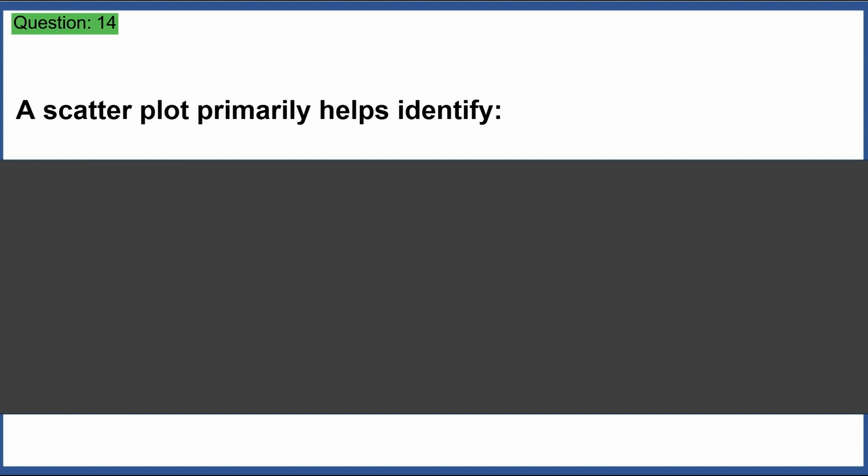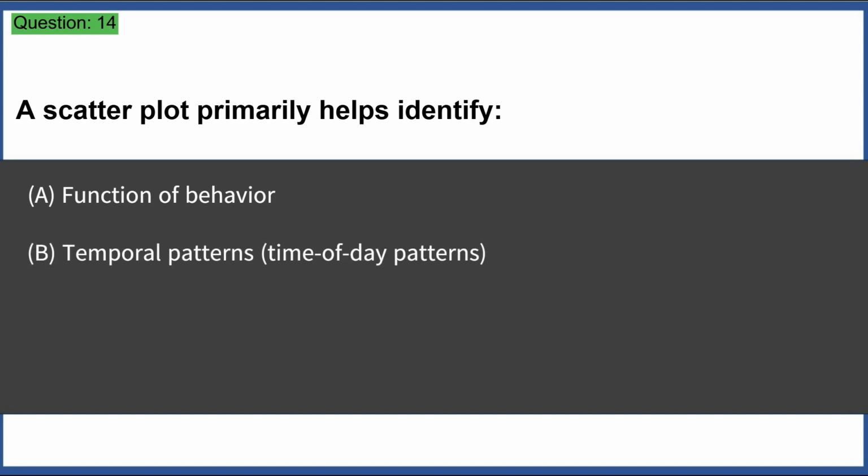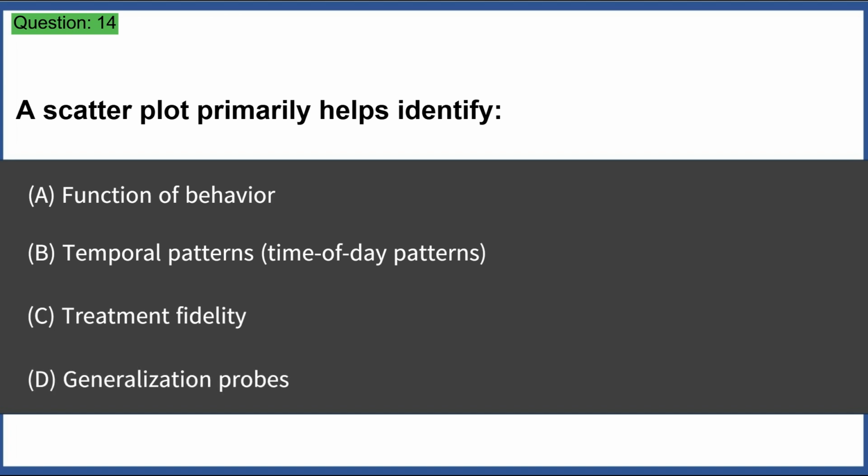A scatter plot primarily helps identify A. Function of behavior. B. Temporal patterns, time of day patterns. C. Treatment fidelity. D. Generalization probes. Answer B. Clusters across time periods.